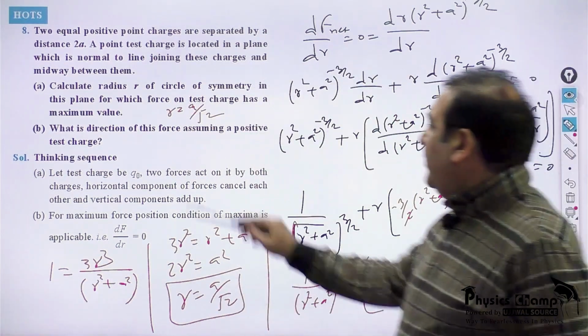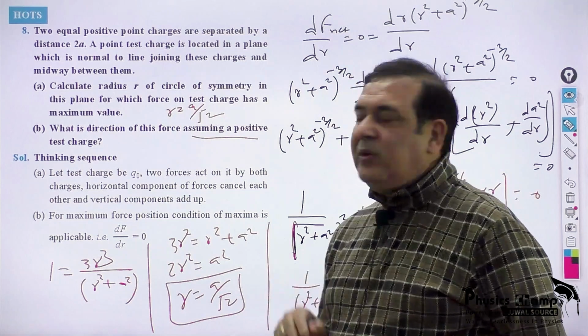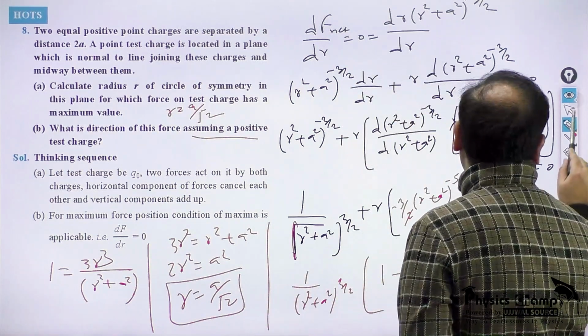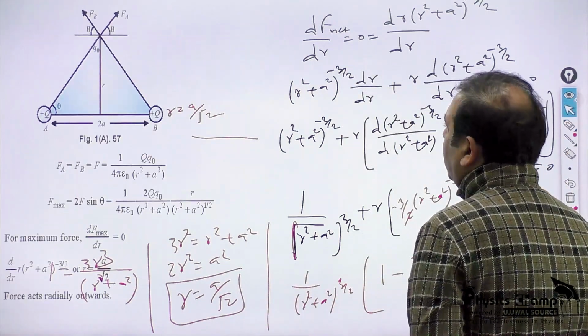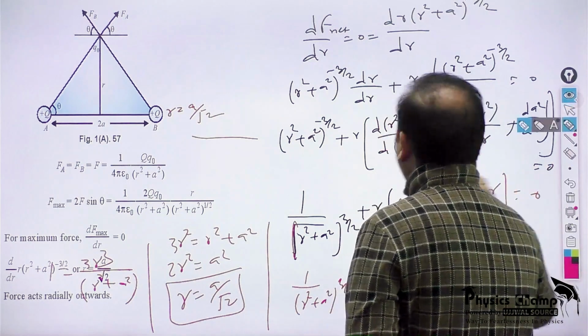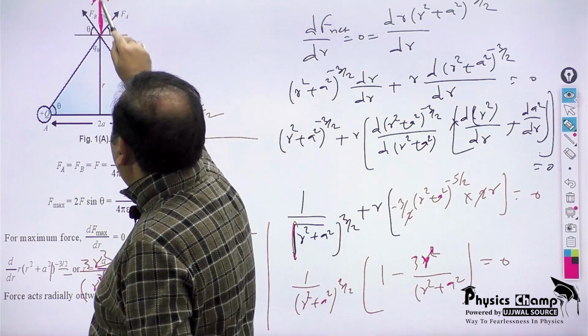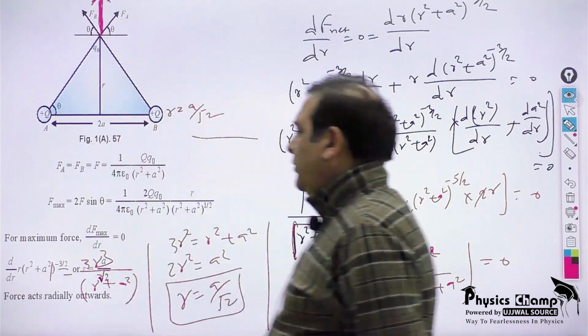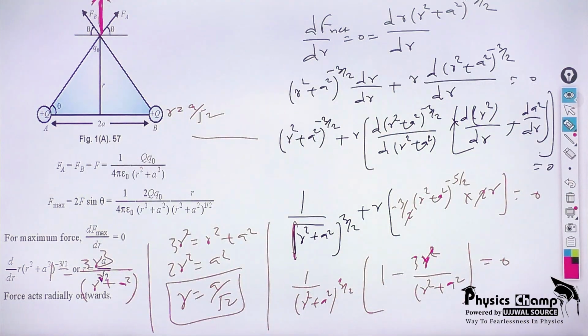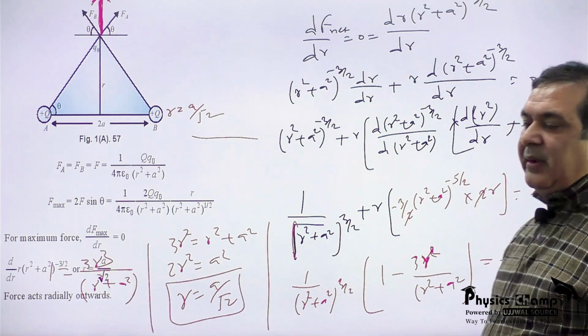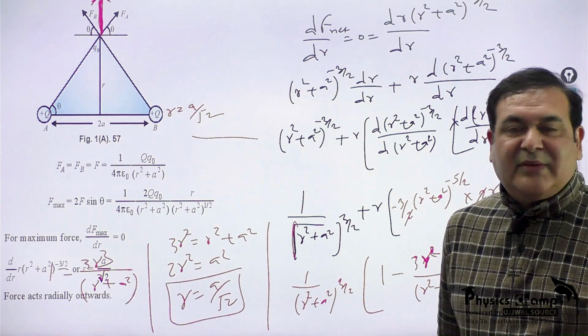And what is the direction of this force? The direction of this force was here, along the line joining, the net force. So that's how we can solve this question. Question number 8, the condition of maxima was applicable here.